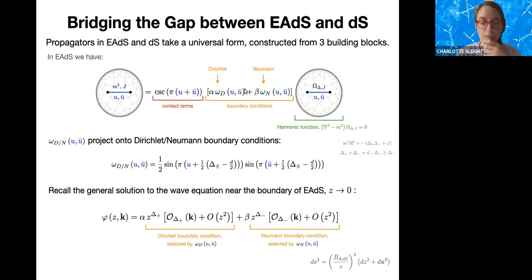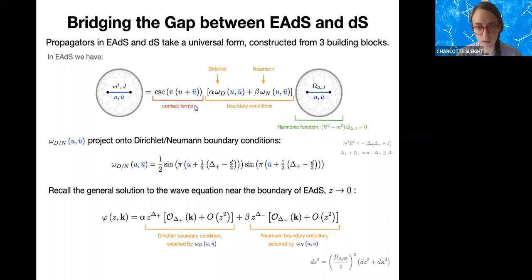So the explicit form of these functions, omega d and omega n, is quite simple. They don't contribute any pole to this Mellin representation. They're entire functions of u and u bar. As you can see here on the slide, they're given explicitly by this simple product of sine factors. And essentially what happens is that the zeros of these sine factors overlap with the offending poles of the harmonic function that would violate the boundary condition that you want to implement out of Dirichlet and Neumann. So these functions serve as projectors onto these two boundary conditions.